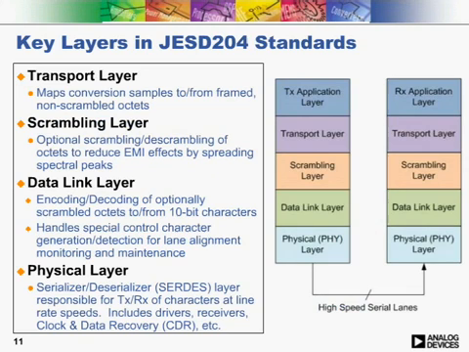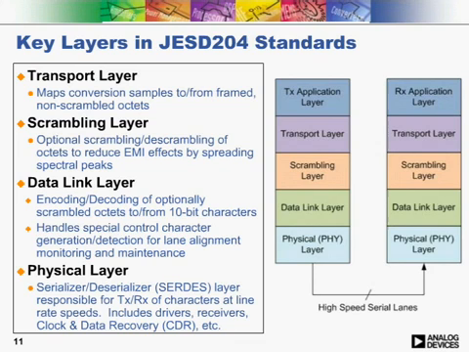The JESD204 standard is a layered specification. So here we'll take a look at the different layers that exist within the specification. The transport layer maps the conversion samples to and from non-scrambled octets. The scrambling layers can optionally take those octets and scramble or descramble them in order to reduce EMI effects by spreading the spectral peaks. Scrambling would be done in the transmitter, descrambling obviously done in the receiver.